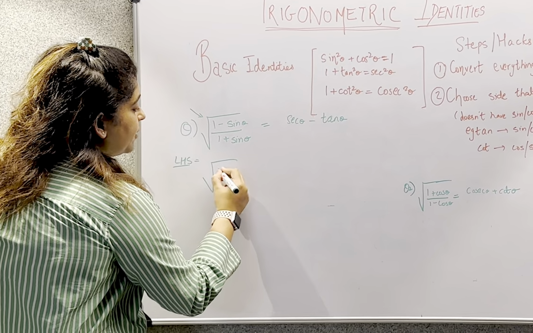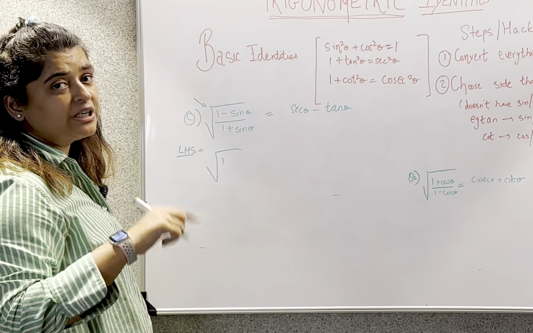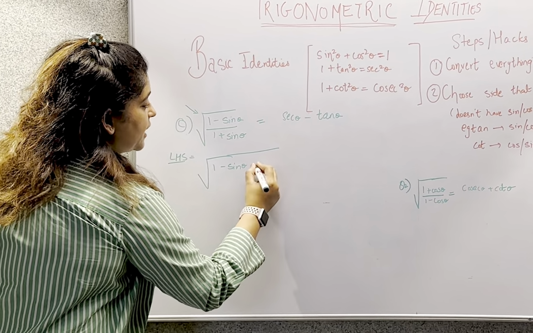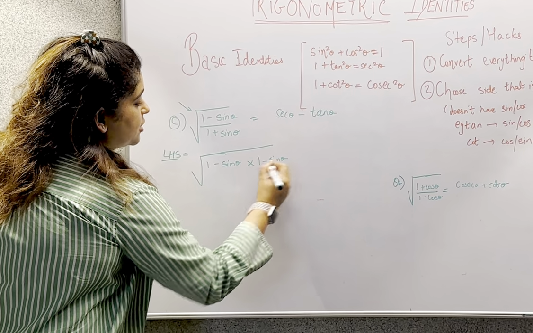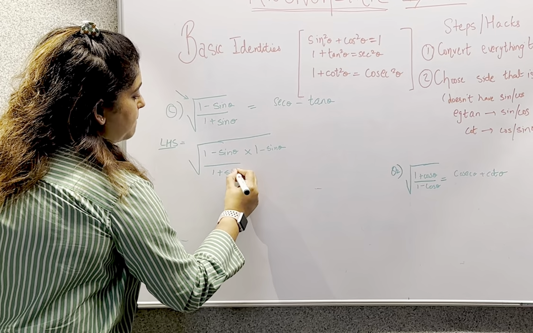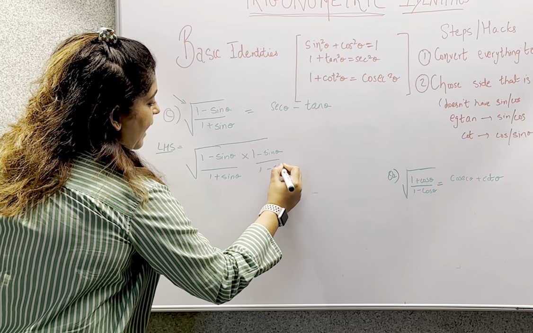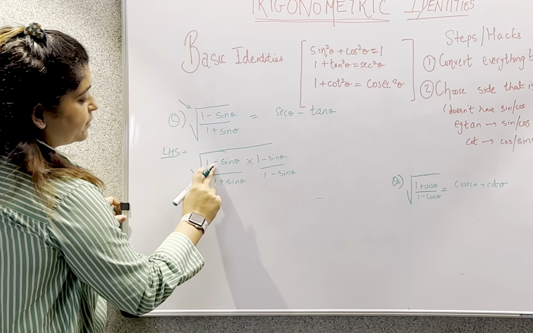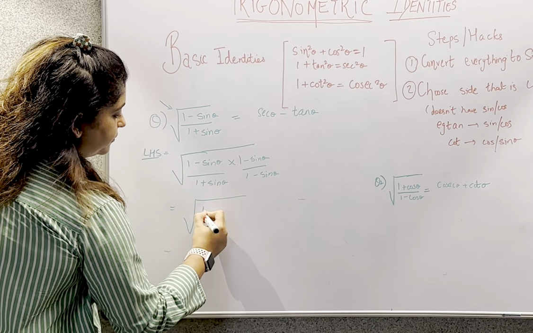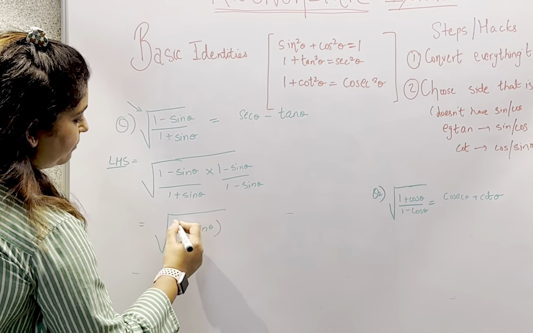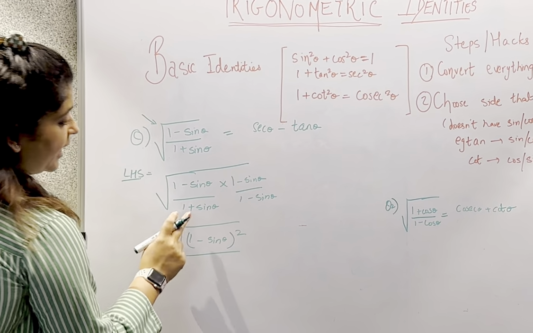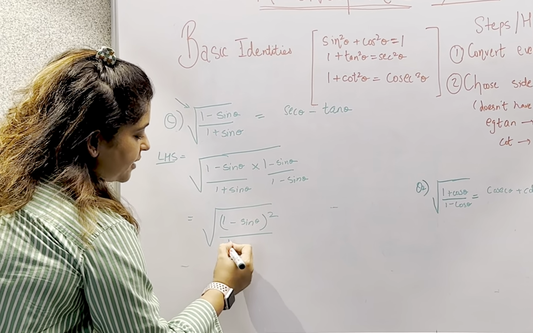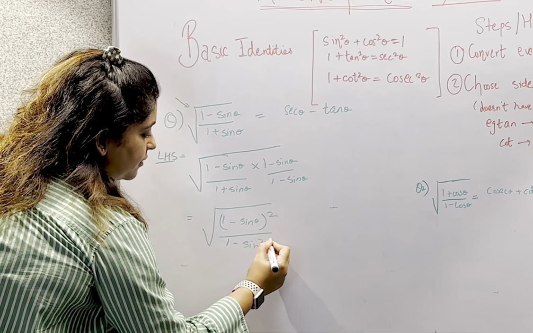So, what do I do? If you do not know what is rationalization, there's another video on it. Let me know, I can share it with you. So, I multiply and divide within the square root, keep in mind, within the square root, with 1 plus sine theta. I am solving LHS over here, so I write LHS is equal to this. Now, this becomes whole square in the numerator. So, I write 1 plus sine theta whole square. A plus b into a minus b becomes a square minus b square. So, I write this as 1 minus sine square theta.